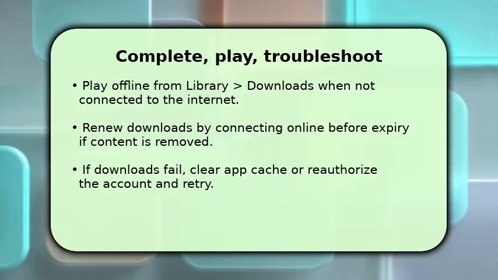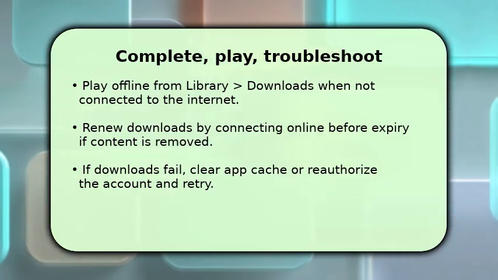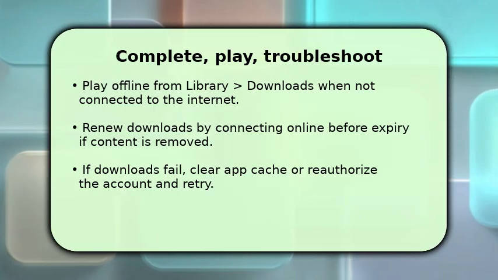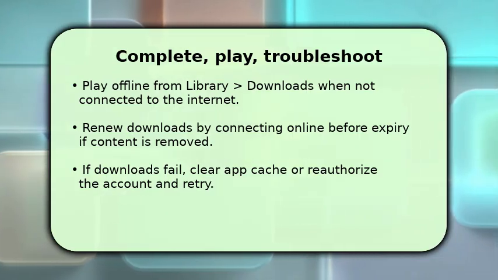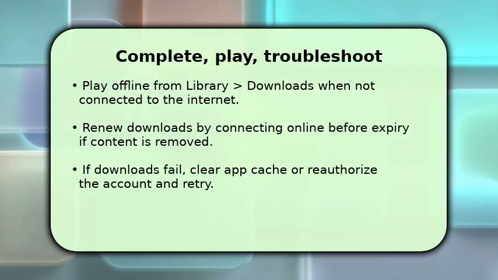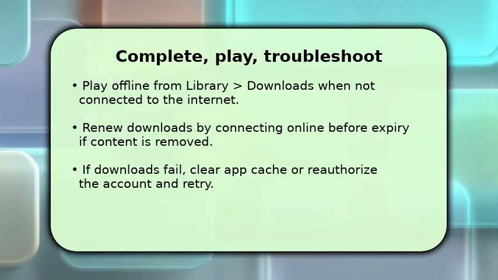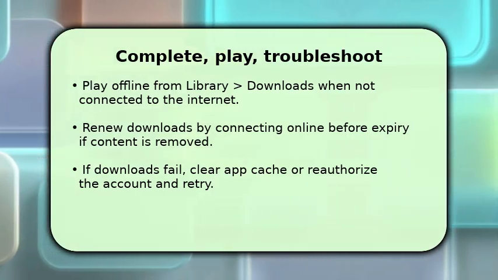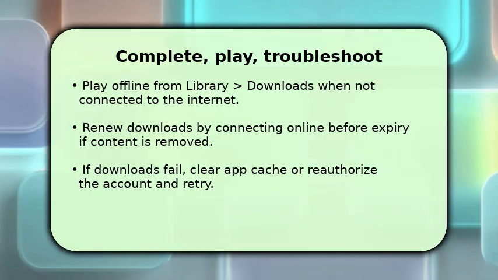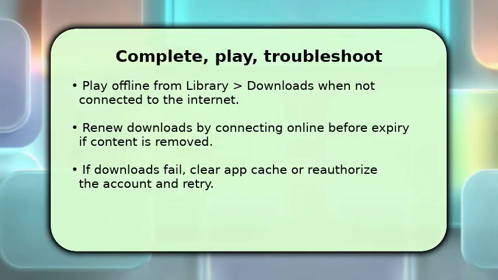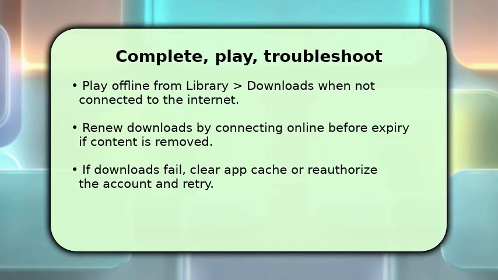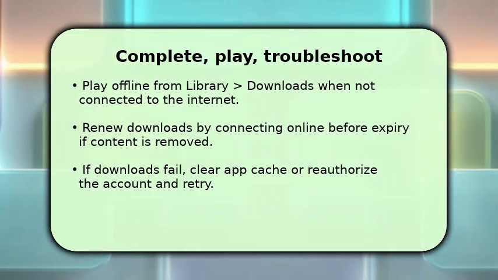Keep in mind some offline copies expire and require you to reconnect so YouTube can validate your premium status or license. If a video disappears, reconnect and re-download promptly. If you see errors, try clearing the app cache, updating the YouTube app, or signing out and back in to refresh permissions. If storage is full, move files to an SD card or delete older downloads to free space.